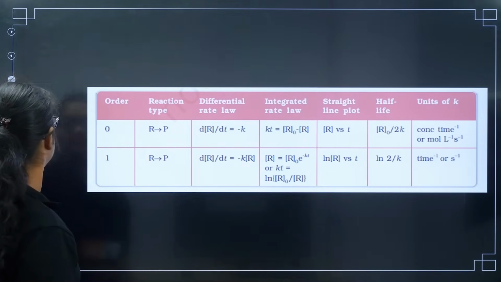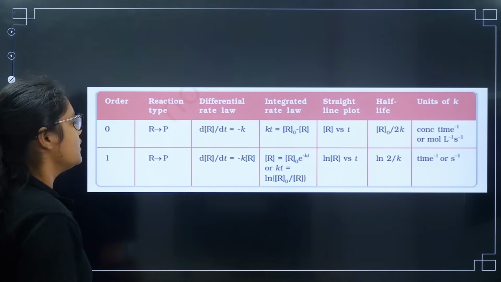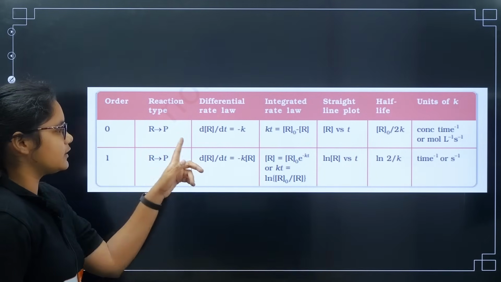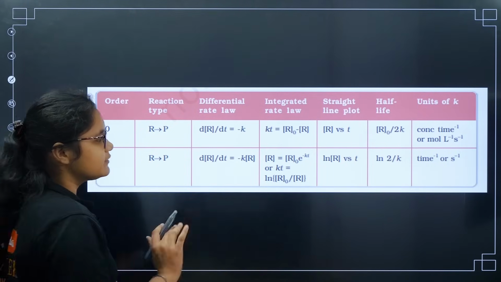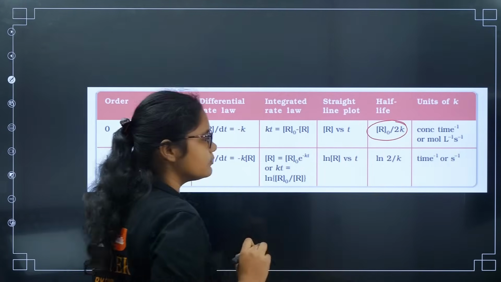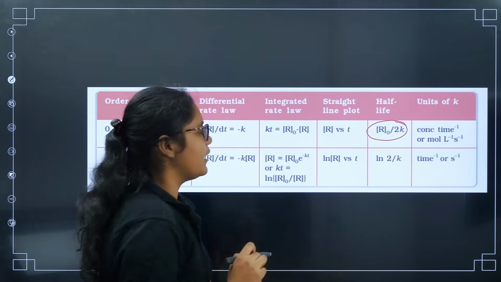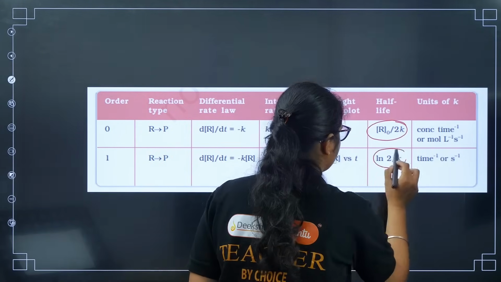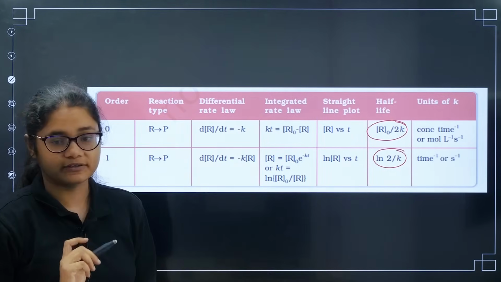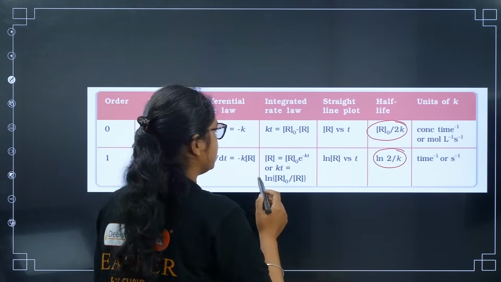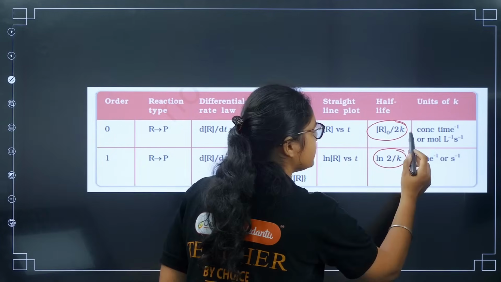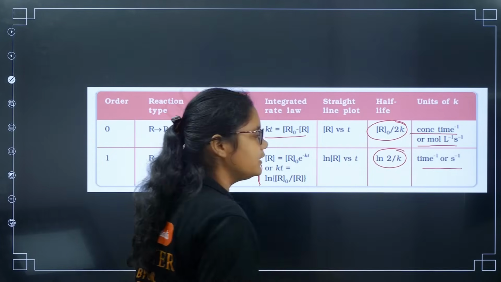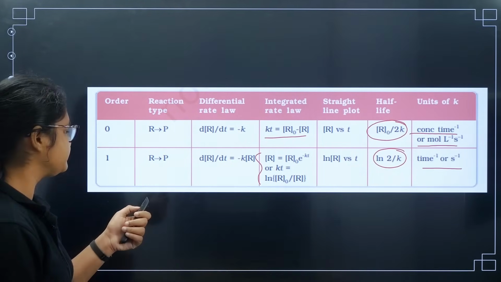Now this table is very, very important. You have to remember for the zeroth order reaction, differential rate law is minus dR by dt equals k. The half-life formula is R naught by 2k here, and here 0.693 by k for first order. And then you have the integrated rate law here, and the units of k are also given. So these are very, very important things.